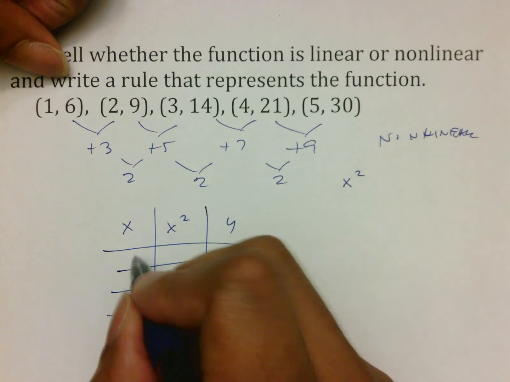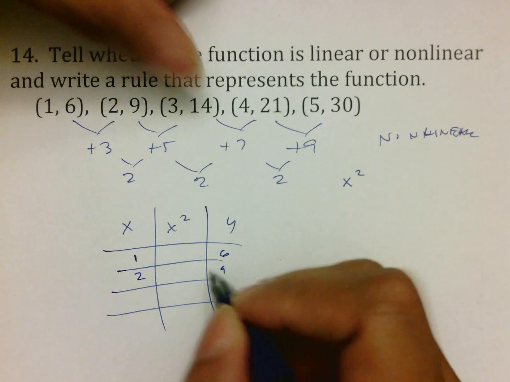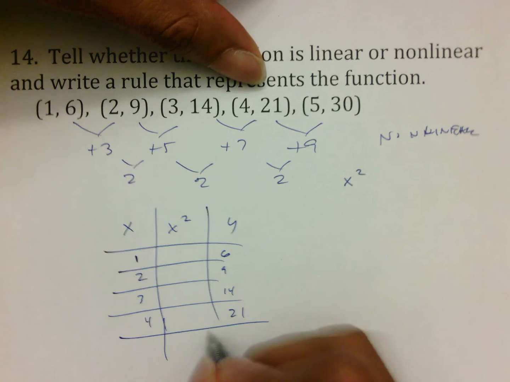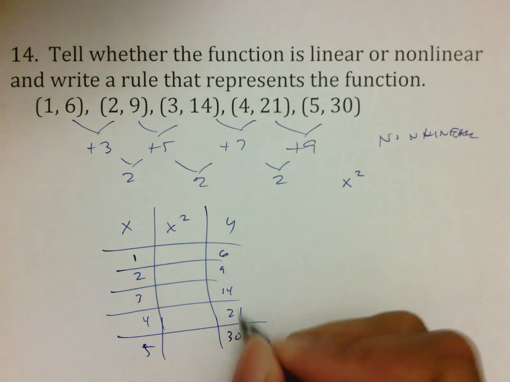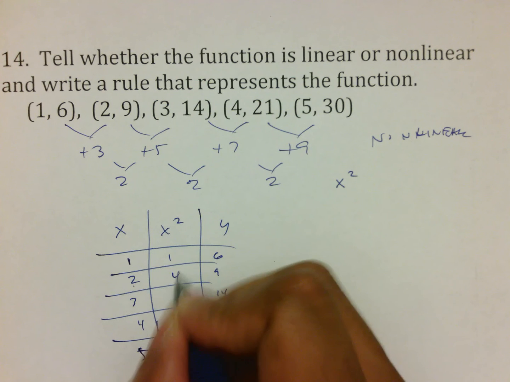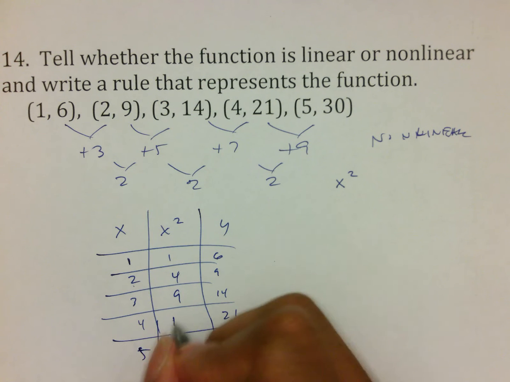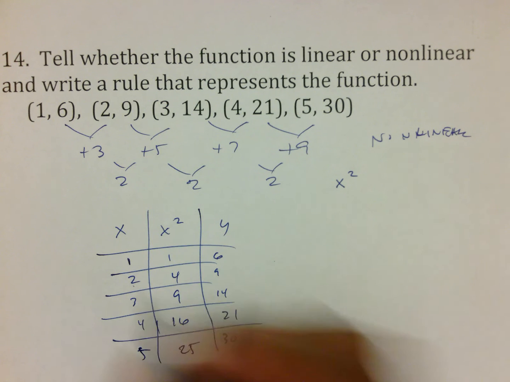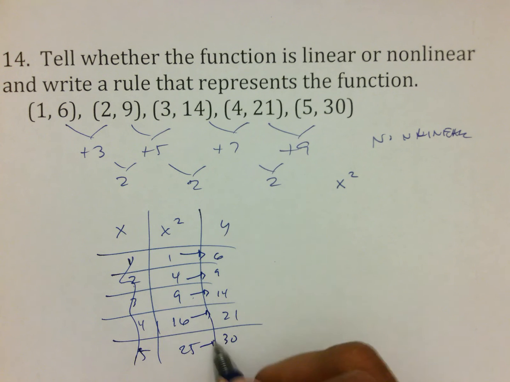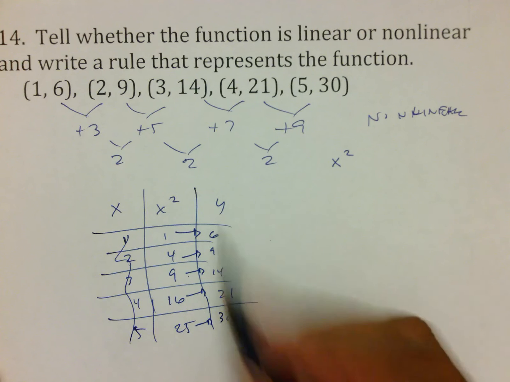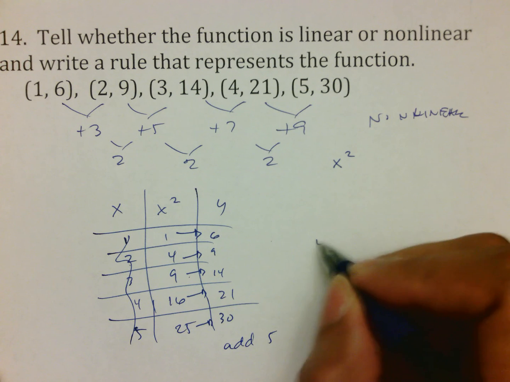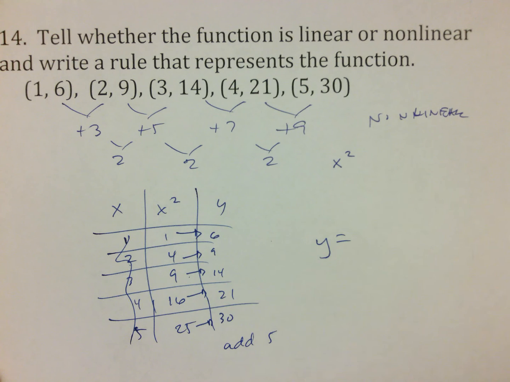Now what you're going to do is put 1, 6, 2, 9, 3, 14, 4, 21, 5, 30, and then plug in your x squared. Again, 1 squared is 1, 2 squared is 4, 3 squared is 9, 4 squared is 16, 5 squared is 25. And the last thing I do is say, how do I get from x squared to y? And after observing this for a little bit, you should recognize that all we are doing is adding 5. That does not mean 5x squared. Please stop doing that. The rule is always a y equals.